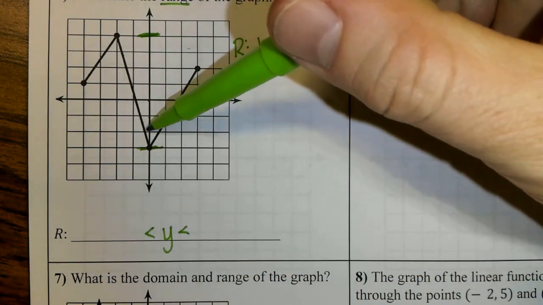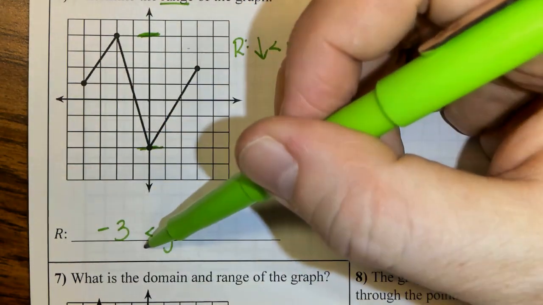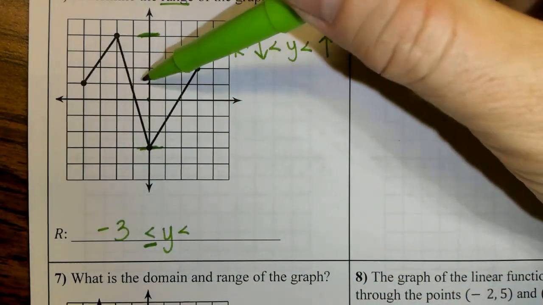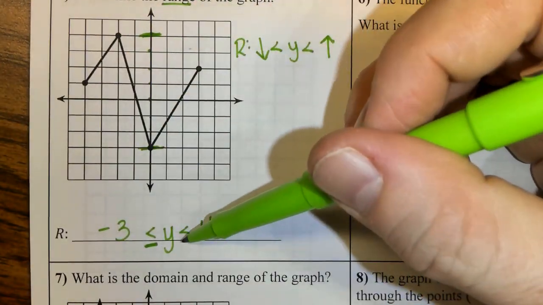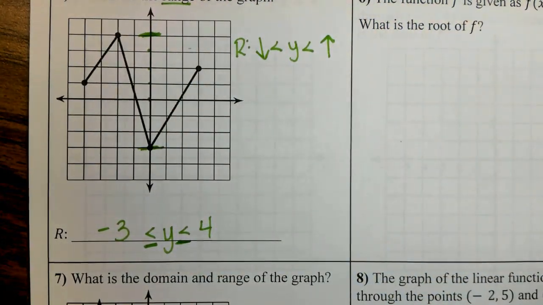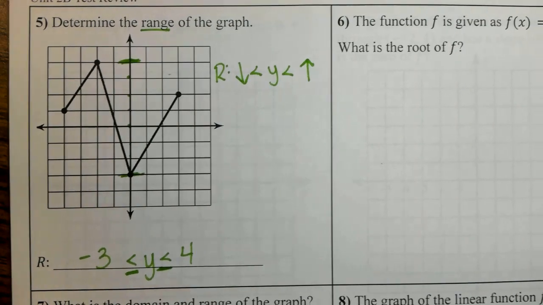and I count 1, 2, 3, so -3, and that's a closed circle, so I underline it. And then positive 1, 2, 3, 4. Also open circle, closed circle, so I underline that. And for the range, since that is all it asked for, I am done with that question. And I can go to the next one.